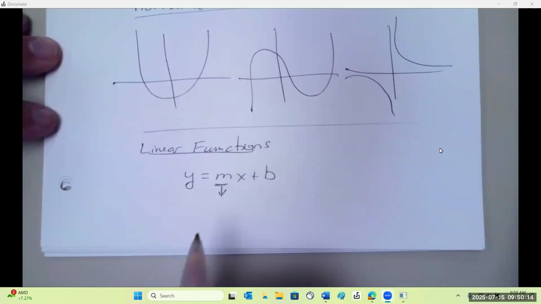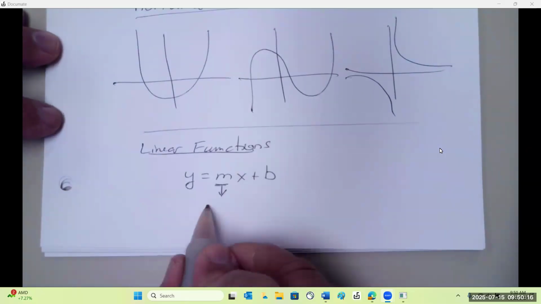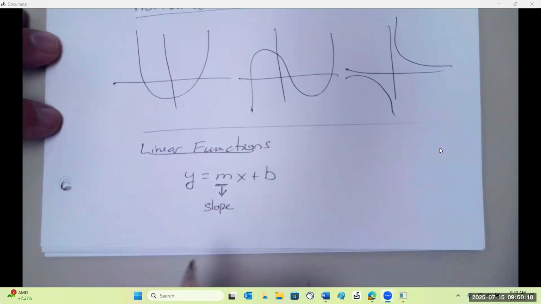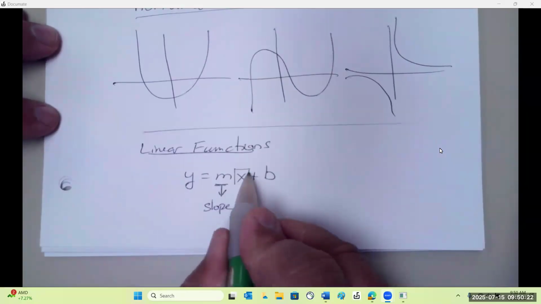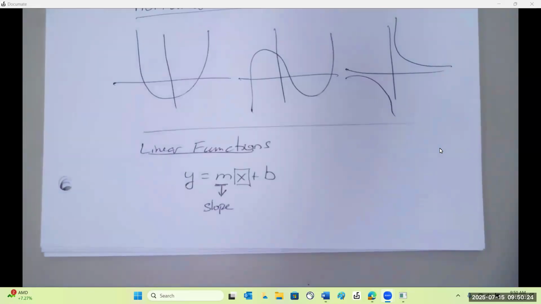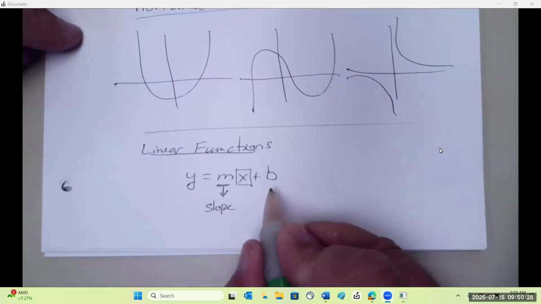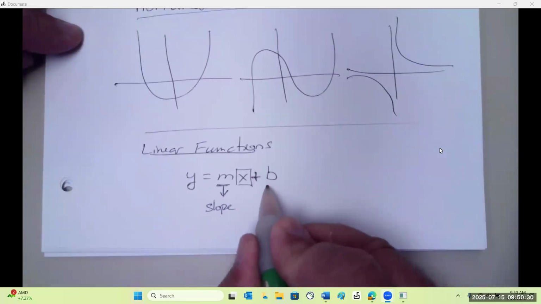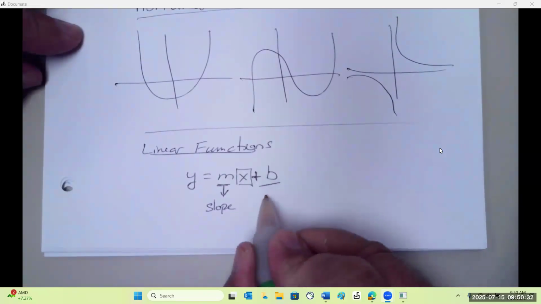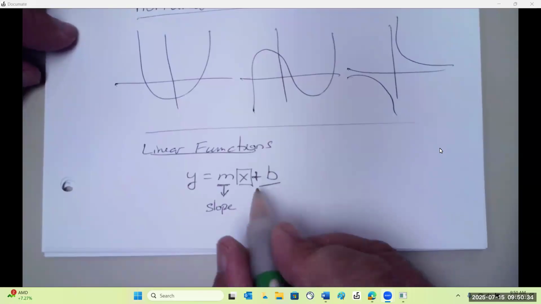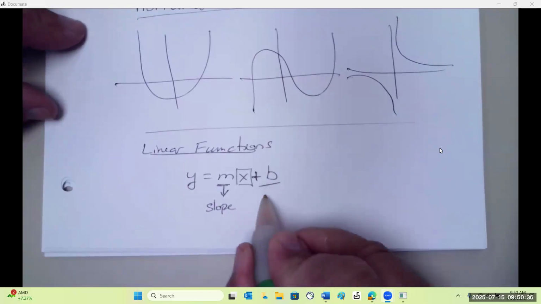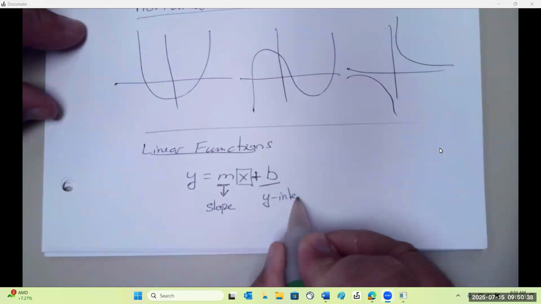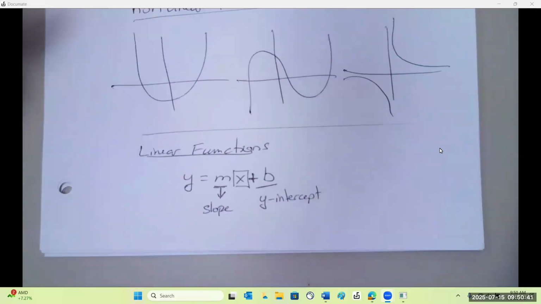What does little m represent? Little m represents slope. So in other words, whatever is in front of the x is your slope. And b represents a constant, so it's a what? It's the y-intercept. So if it's just a number, it's the y-intercept in your equation.